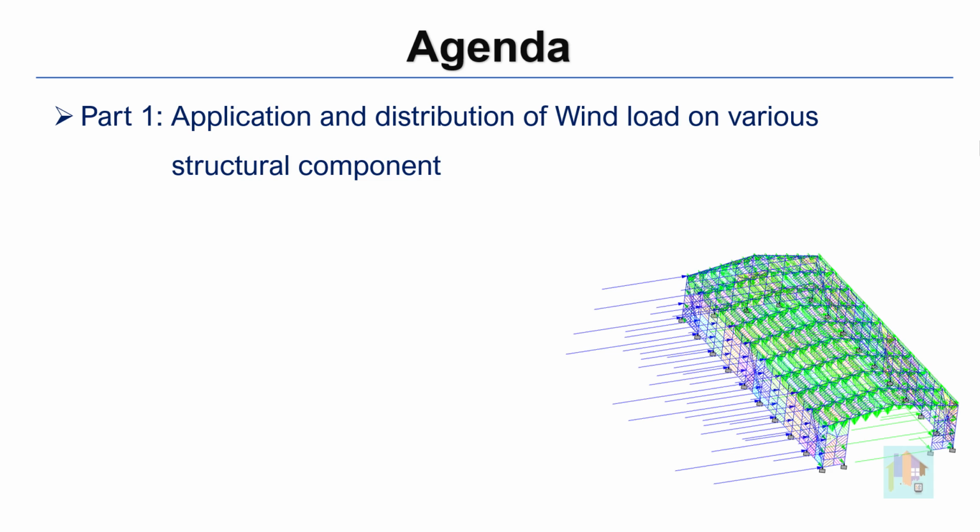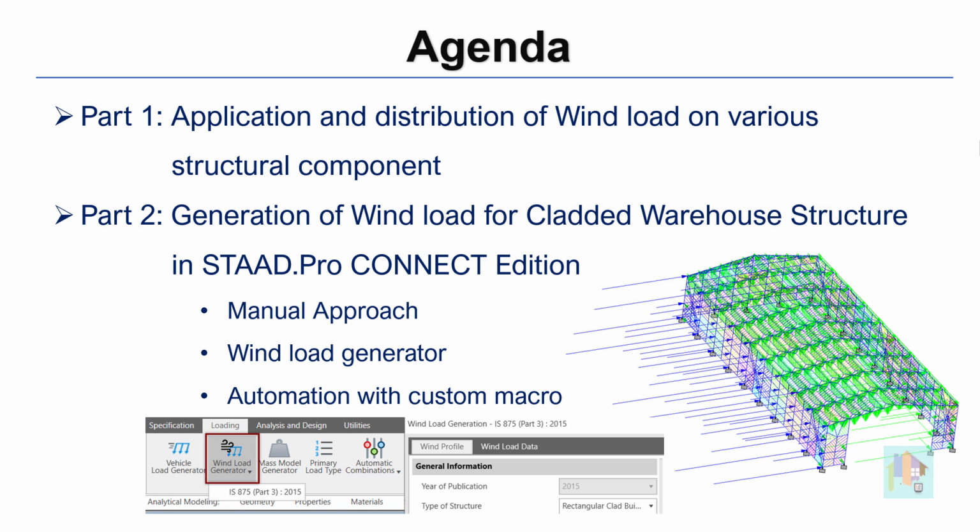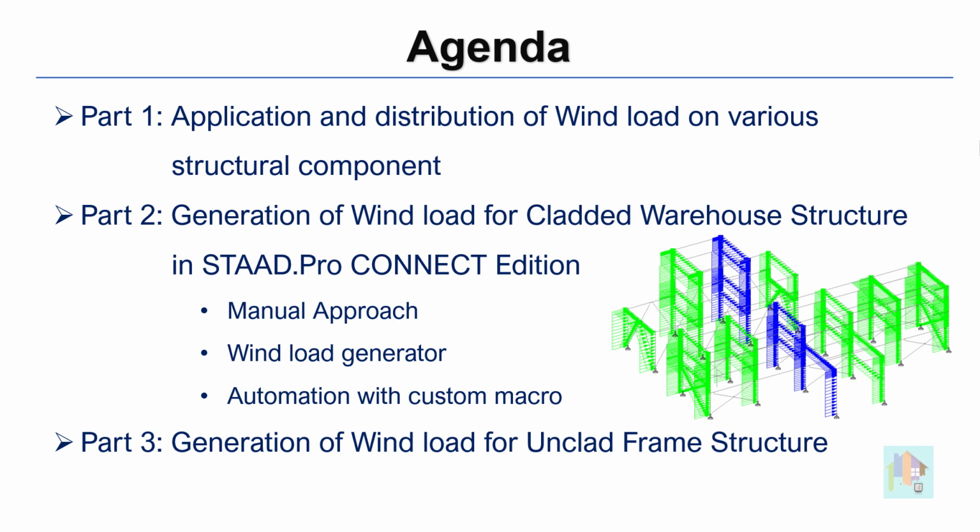First, I'll cover some basics of wind load application, how wind load acts on different surfaces of any structure, whether it's a cladded building or an open structure like a railway platform. Then I'll cover different methods of wind load generation in STAAD, both manually and using the newly implemented auto generation feature. Also, I will discuss a few automation techniques using which we can generate complete wind load specification for any type of structure. There are a few limitations of the wind load generator. How we can overcome those using a custom macro, I will cover in detail.